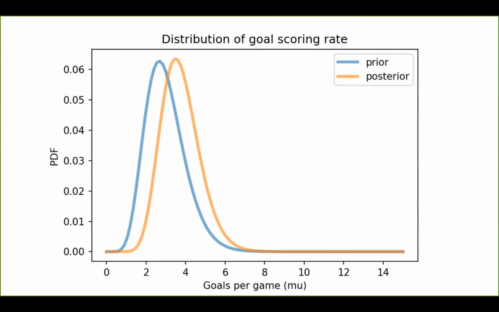That blue curve is the prior before I saw the data. The orange curve is the posterior. This is what I believe about mu, the goal scoring rate, after seeing one game where 6 goals were scored. The orange curve has now shifted off to the right, toward higher values of mu, and that makes sense. You scored more goals than I expected, so I think mu is probably higher.